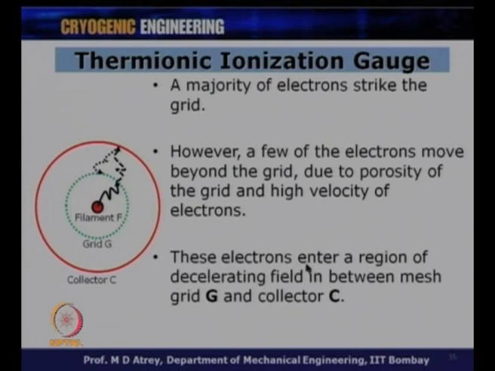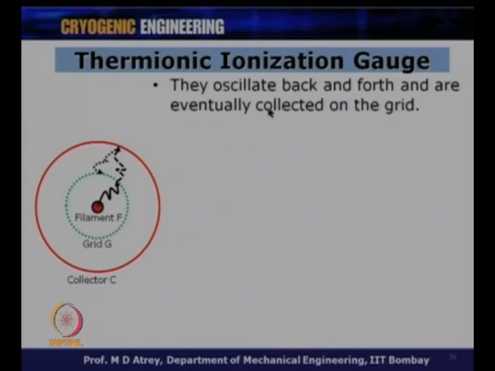These electrons enter a region of decelerating field. Once they come out, you have a high potential here and a 0 potential on the collector side, and therefore they get decelerated. Their motion becomes very, very slow now, and the velocity decreases further. These electrons enter the region of decelerating field between the mesh grid G and the collector C. They oscillate back and forth. They will not have any particular direction as such, and therefore they will spend most of their time in the region between the collector and the grid.